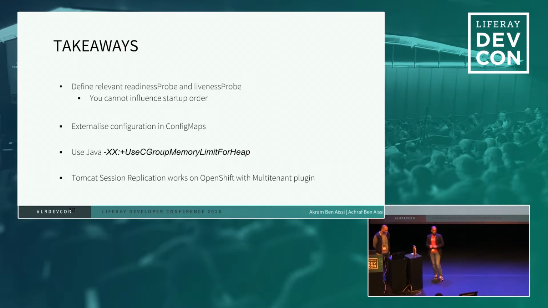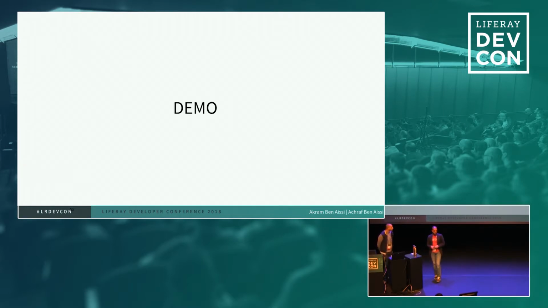Something else that we enabled in the template is Tomcat session replication. If you want to run this in the cloud, for our specific case we use the JGroups implementation, which uses multicast. Usually in Kubernetes and other cloud orchestrators, you don't have multicast enabled by default. So in our case, we used OpenShift with a specific plugin to enable it.